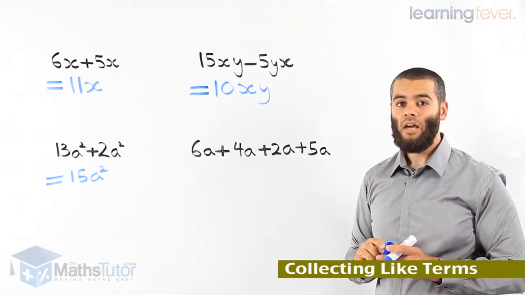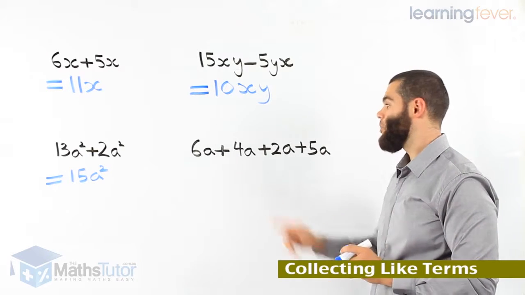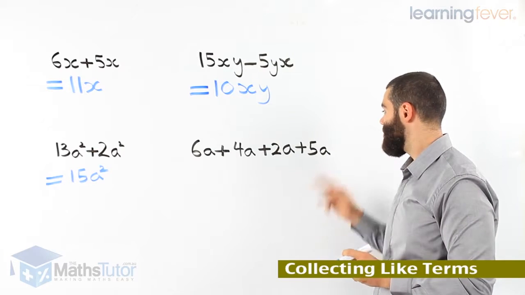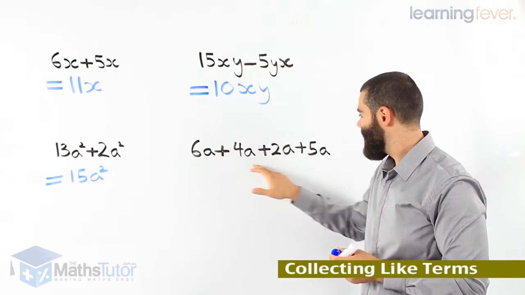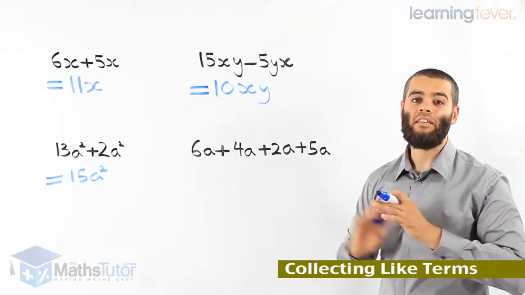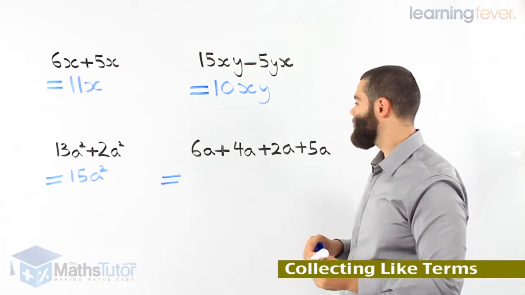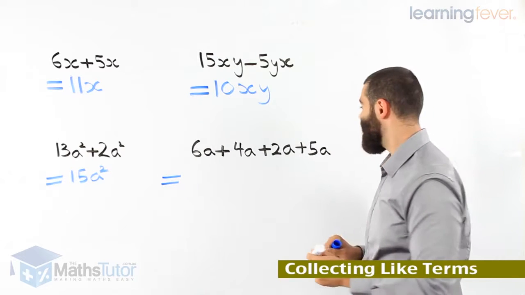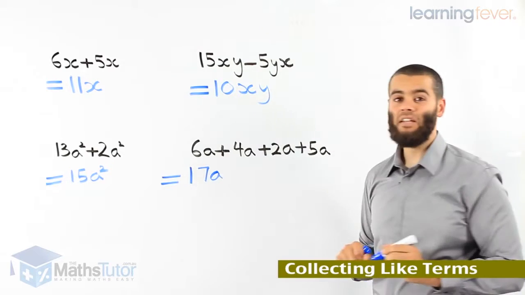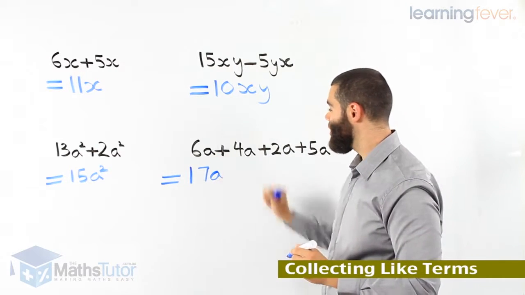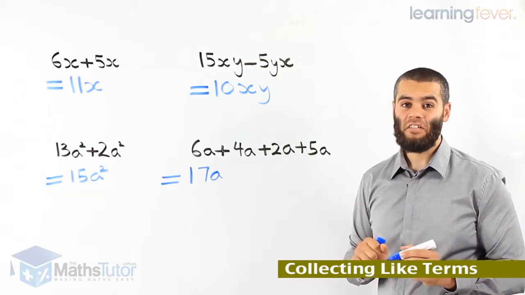Here, another example, but it's a little bit longer. We have 6a plus 4a plus 2a plus 5a. Are they all like terms? a and a. Yes, they are. We add them all up. 6 plus 4, 10 plus 2, 12 plus 5, 17a. Very important not to forget to include the pronumerals. So 6a plus 4a plus 2a plus 5a is 17a.